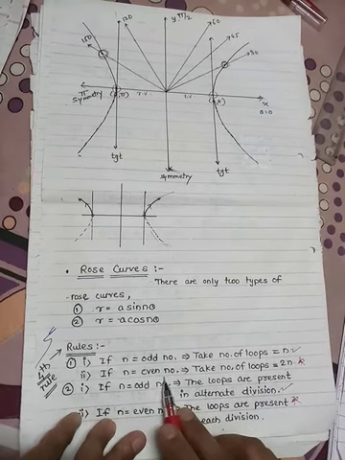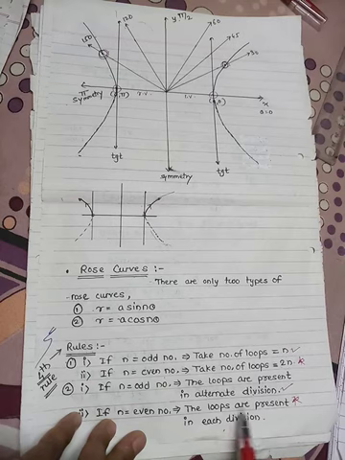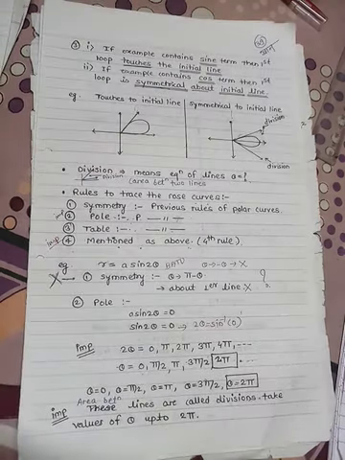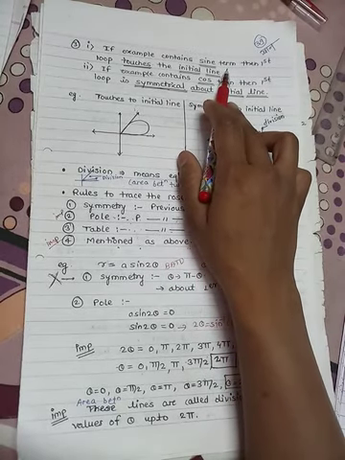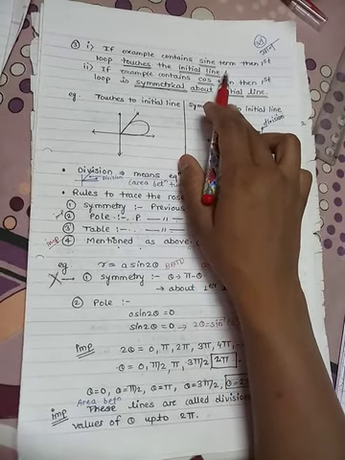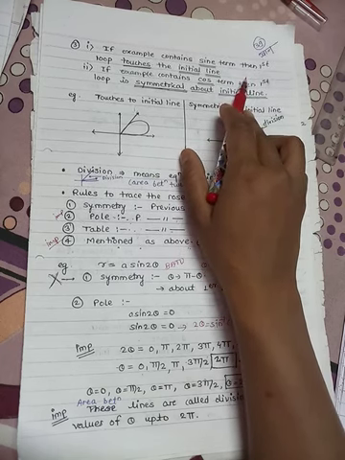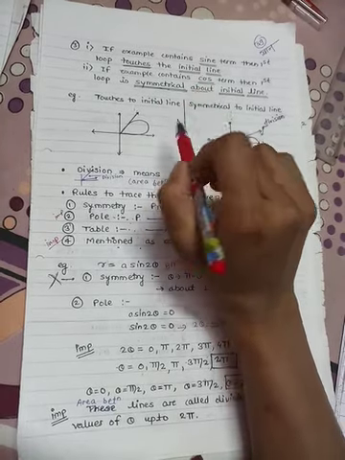And if n is an even number, then the number of loops equals 2n, and these 2n loops we have to draw in each division. Then again there is a condition. If the example contains a sine term, then whatever the number of loops in that sine example, the first loop will touch the initial line. Initial line means your positive x-axis.